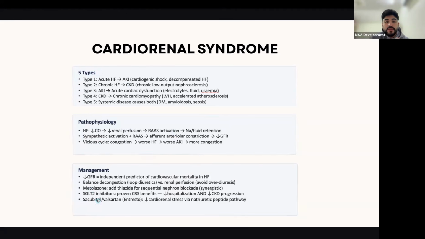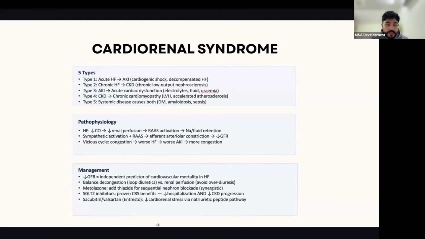How do we manage these patients? First of all, you need to understand that the only thing that will predict cardiovascular mortality is low GFR. It's an independent predictor. That's number one. Then you need to give them something to decongest the body, so you're going to give them diuretics. But of course, we don't overly abuse the diuretics, so you need to keep that in mind. We can give them as well SGLT2 inhibitors, especially if they have a history of diabetes. This will decrease mortality, decrease morbidity, and also decrease the CKD progression.